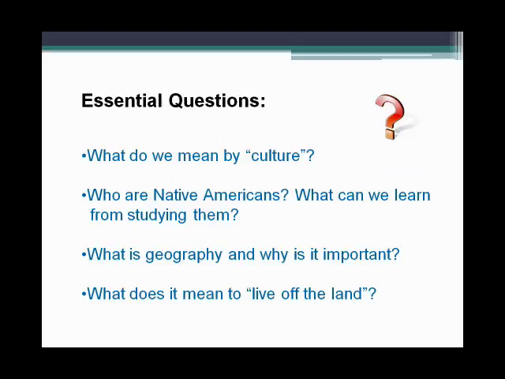The essential questions for our unit are as follows. What do we mean by culture? Who are Native Americans? What can we learn from studying them? What is geography, and why is it important? What does it mean to live off the land?